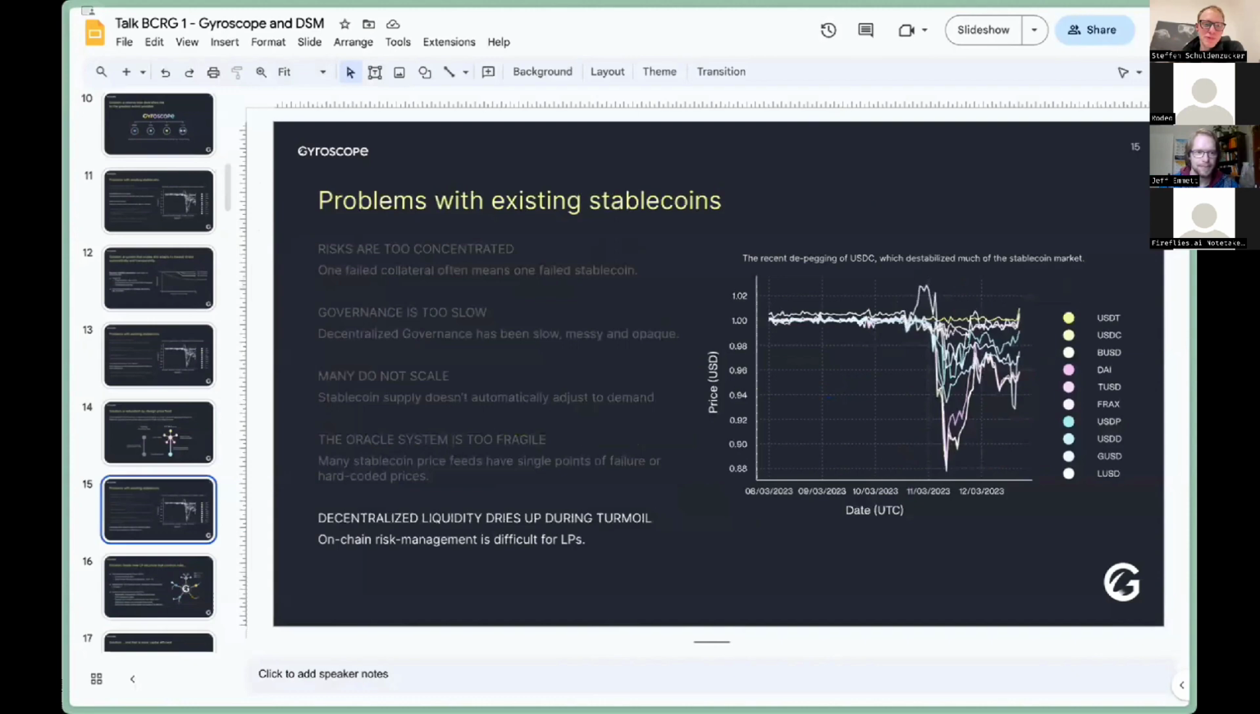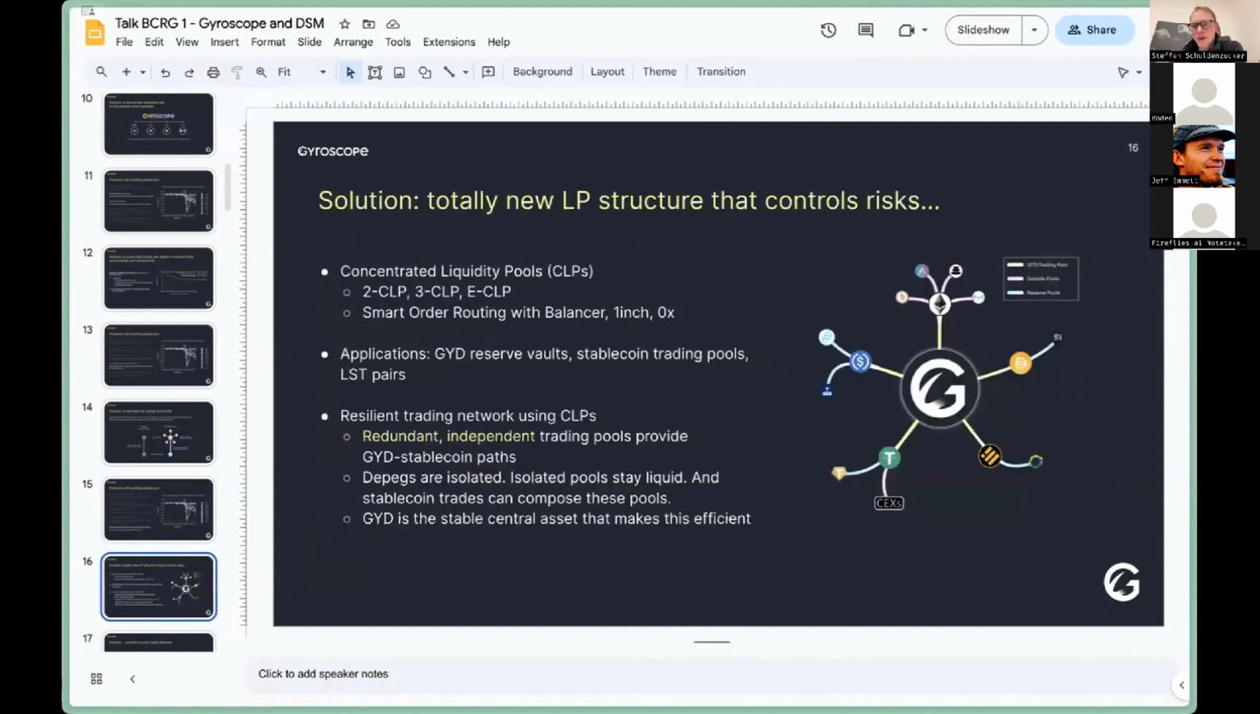The kind of problem I was talking about was that decentralized liquidity has a certain tendency to dry up during turmoil. And so having a liquidity network is really good for 2 reasons. First of all, we can have the stablecoin GYD as a central asset, and then you can get efficient swaps that settle via GYD versus other pairs. And the other thing is that with these separate pools, depegs in these different assets are isolated from each other, because you have separate pools that connect GYD to every other asset. And so you get some redundancy for that.